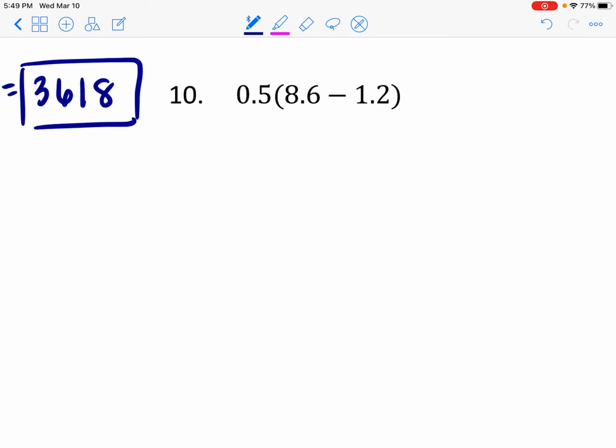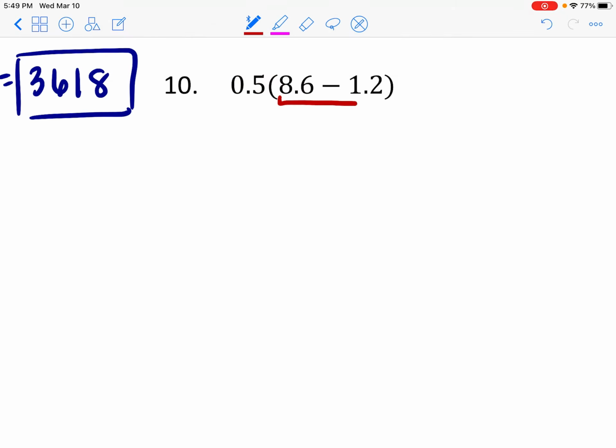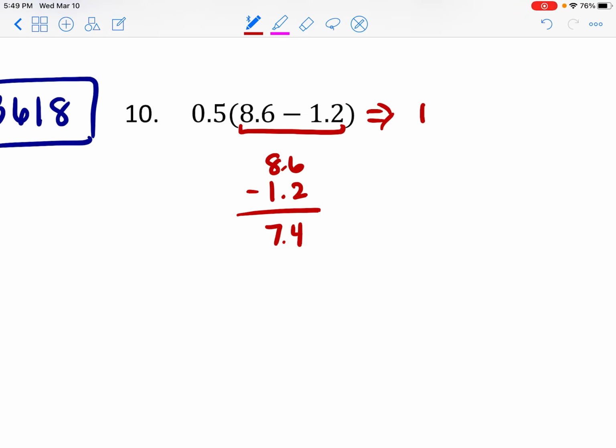Here, we've got some grouping symbols, so whatever's in there has got to happen first. So we're going to take care of what is 8.6 minus 1.2. Normal subtraction, we get 7.4 here. So now we're looking at 0.5 multiplied by, instead of 8.6 minus 1.2, it's going to be 7.4. So now we need to multiply 0.5 and 7.4. So what's 7.4 times 0.5?